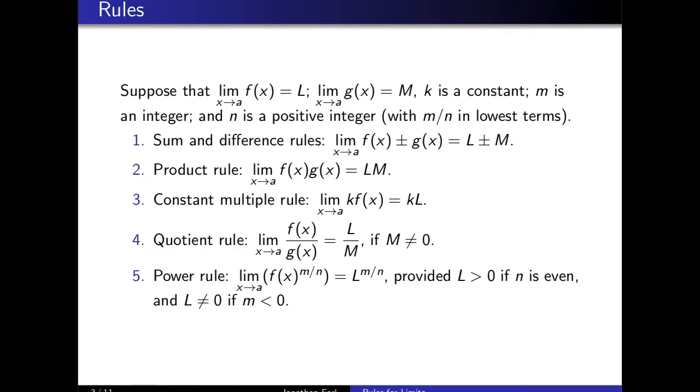In the event that L was negative and n was even, you would be looking at square roots or maybe fourth roots or sixth roots or so on of negative numbers, and those are purely imaginary numbers which we'll say also do not exist. So as far as we're concerned, everything needs to be a real number.